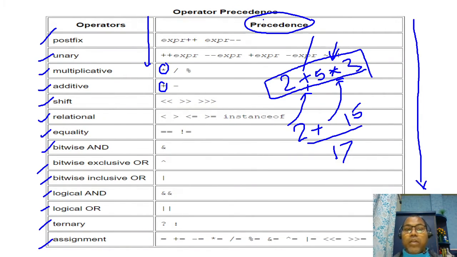Precedence order informs the compiler, if your statement has multiple operators, which operators are evaluated first. The higher precedence order is evaluated first, then this, then this, then this. So the last is your assignment operator.